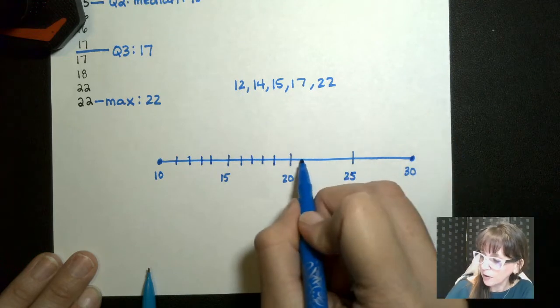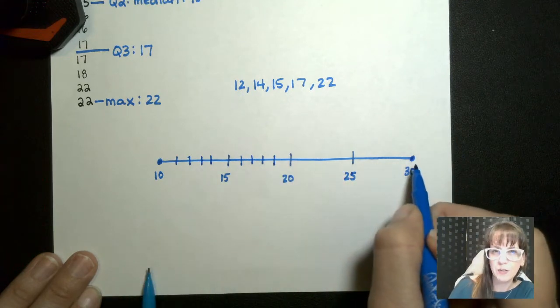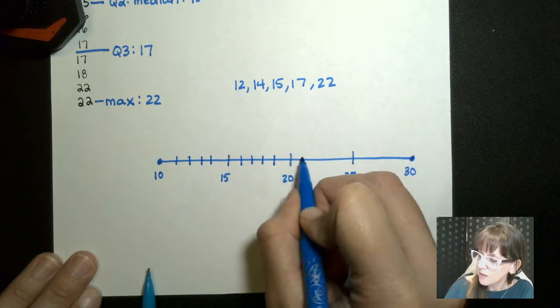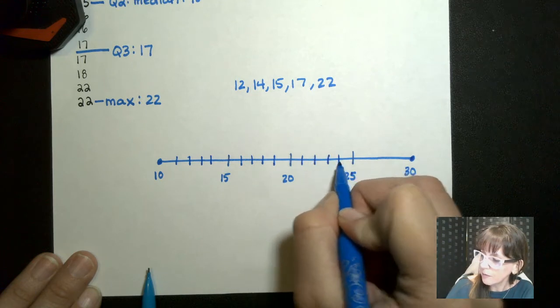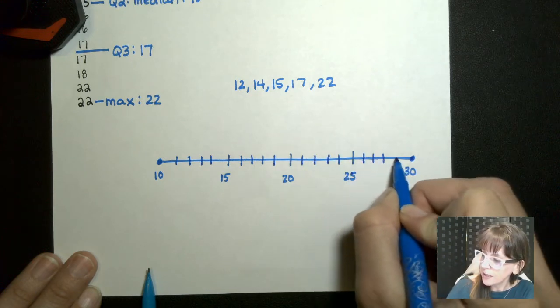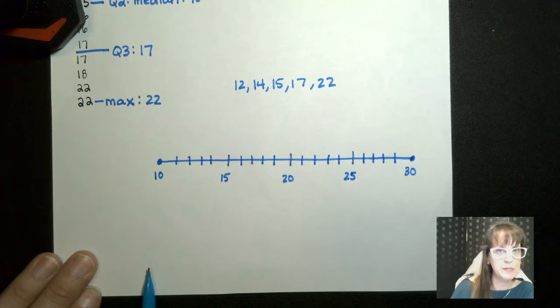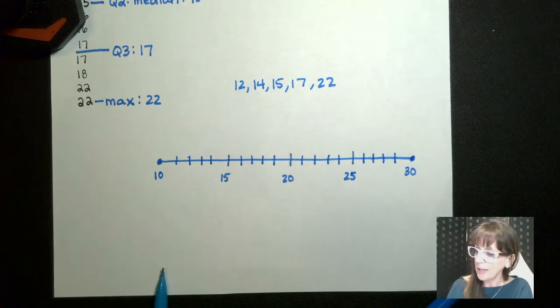This is probably the hardest part, drawing, like giving yourself a good scale. So 1, 2, 3, and 4. 1, 2, 3, and 4, and making them even. I always do it in pencil and then have to go over it. Okay, so now that I've done that, I'm ready to do my box and whisker plot.